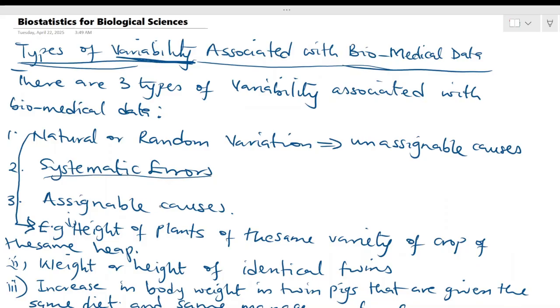this variation may be due to personal error or mistake. So the keyword here is that it is due to personal errors or mistakes. It is also called bias error. So personal errors or systematic errors or mistakes can also be referred to as what? Bias errors.